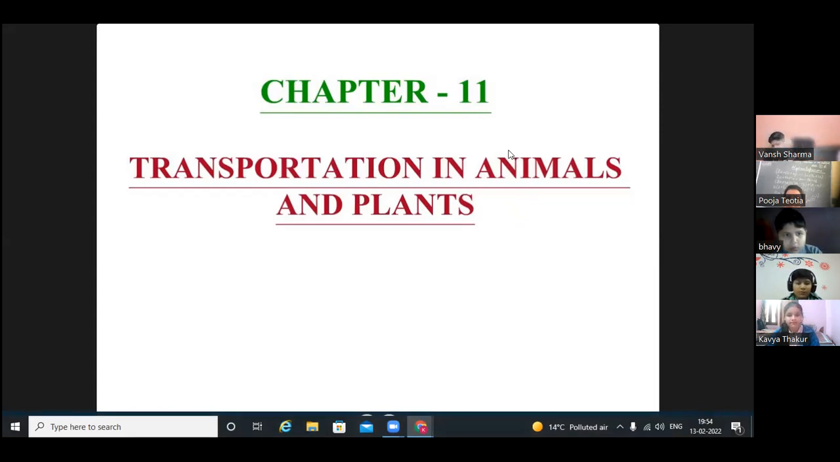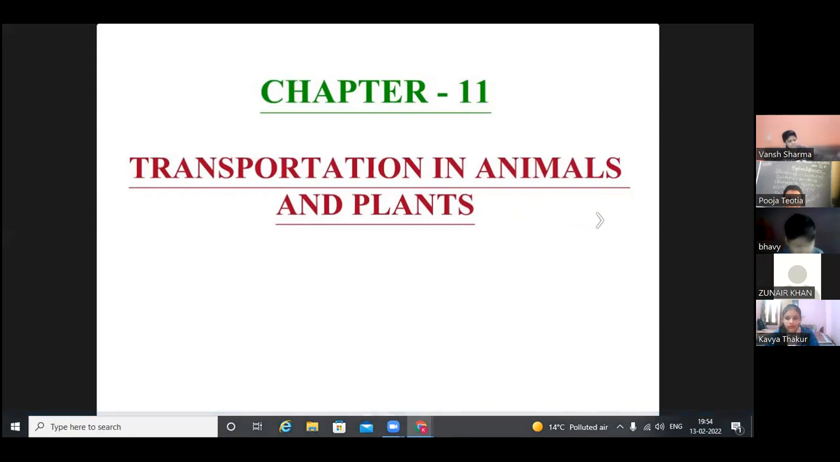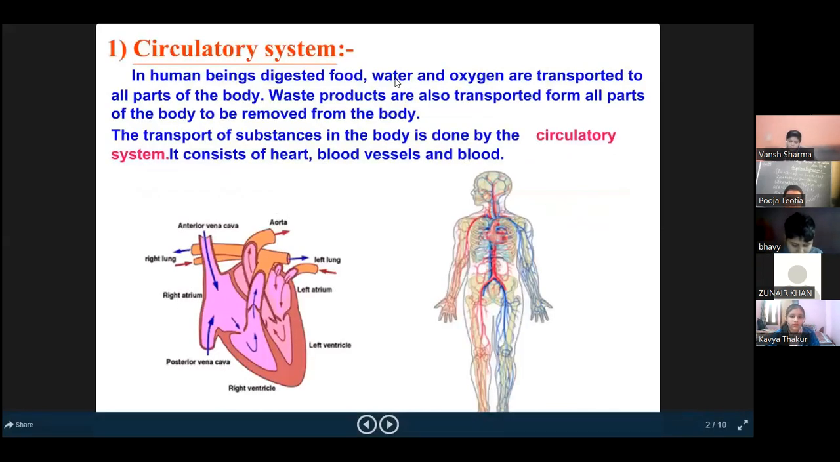even which organ is responsible for the transportation system, that is the heart, which is responsible for circulating the blood to all parts. So we'll continue with it. First of all, let's see the slides so that we can recap the chapter.